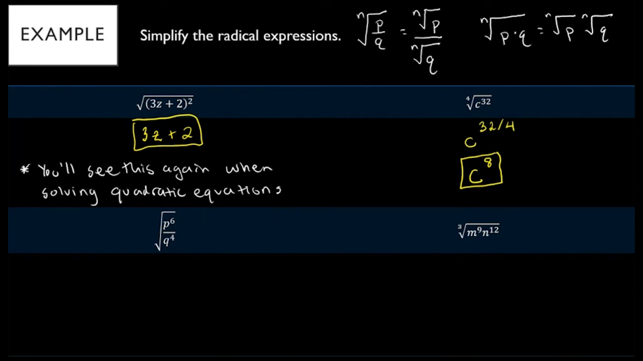So with our square root of p to the 6th, q to the 4th, the square root means you're dividing by 2. So if it helps, you can always write your 2 there to divide it. And so you're just dividing all of your exponents by 2. 6 divided by 2 is 3, so we get p cubed. And then 4 divided by 2 is 2, so then you get q squared. It's still a fraction, but to remove that square root, you're dividing your exponents by 2.